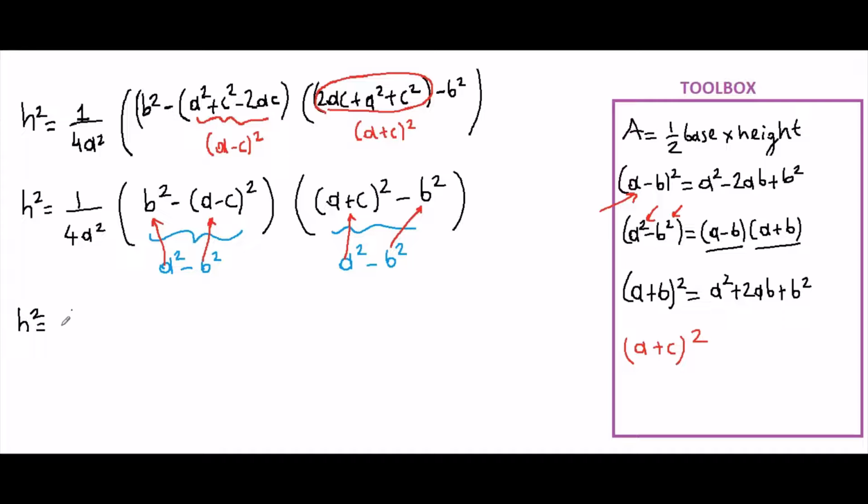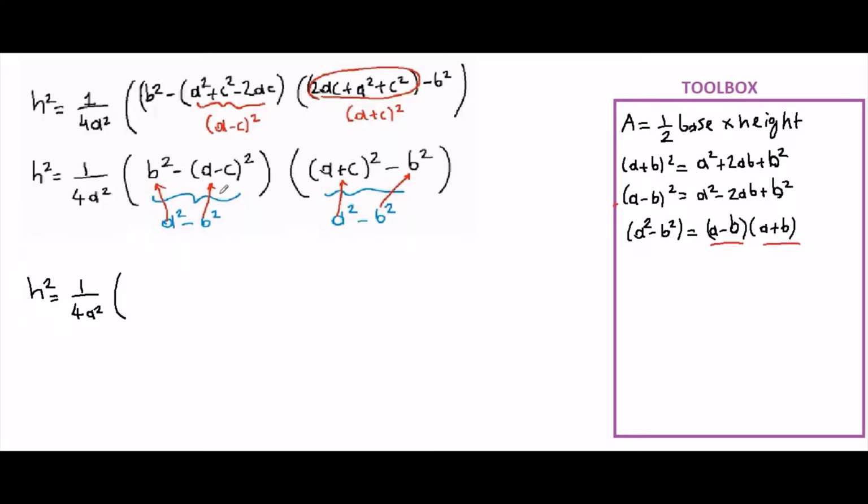So h squared is equal to 1 over 4a squared. Now we can rewrite this expression in the form (a minus b) times (a plus b) using difference of two squares. Our a term is b here, so b minus our b term, a minus c, times b plus a minus c. So we use 1 minus, 1 plus, as in here. So we're done with the first parenthesis.